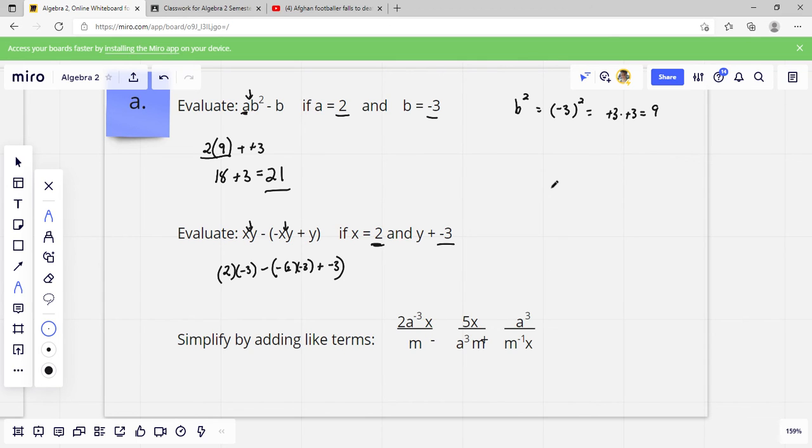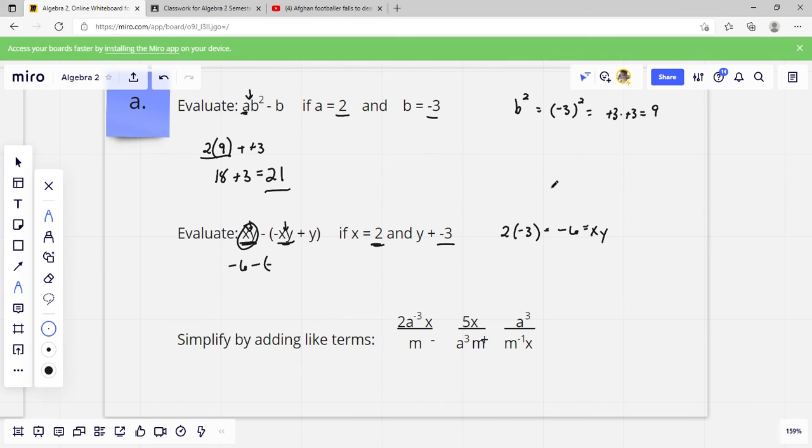Okay, that looks super confusing, especially with these double parentheses. So I'm going to do something else instead. I'm going to take my x and y value and figure that out. So x times y. If x is 2 and y is negative 3, that means 2 times negative 3 is negative 6. So anytime I see an x and y together, I can just put in a negative 6. Right here, I'm going to replace that with negative 6.